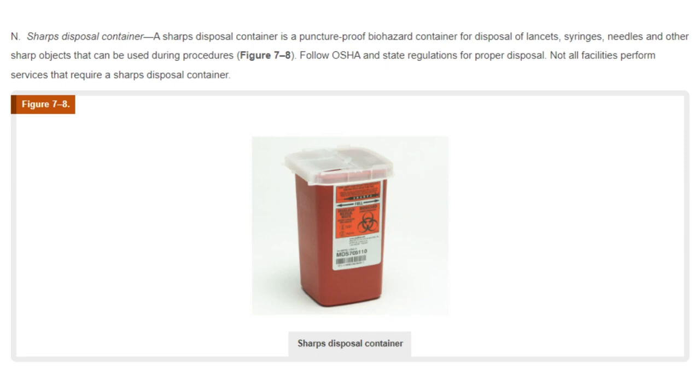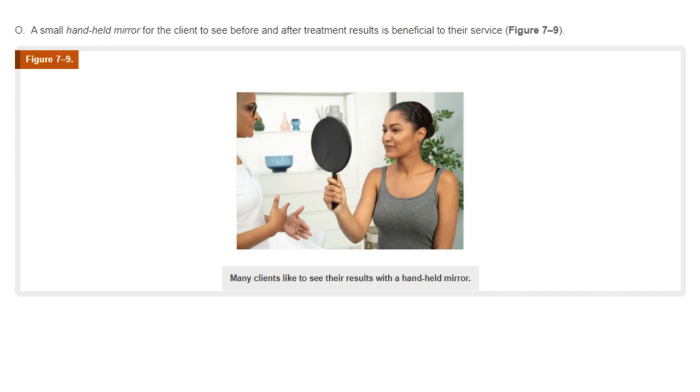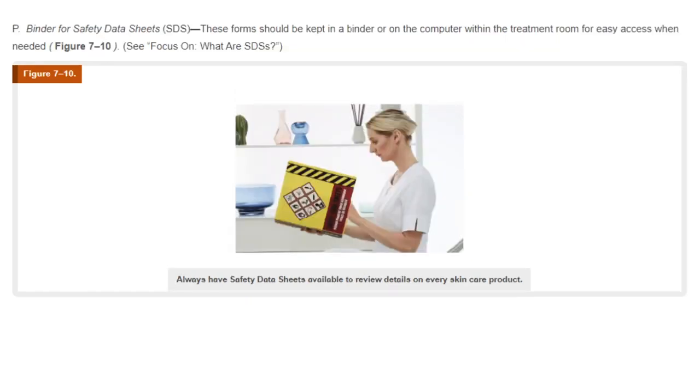Figure 7.8. A small handheld mirror for the client to see before and after treatment results is beneficial to their service. Figure 7.9. Binder for safety data sheets, SDS. These forms should be kept in a binder or on the computer within the treatment room for easy access when needed. Figure 7.10. See Focus On: What are SDSs?